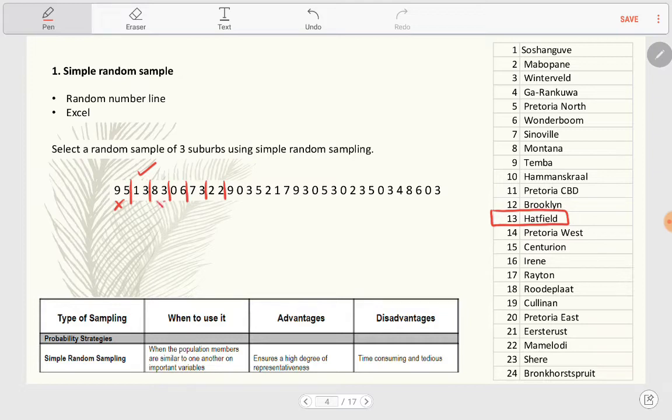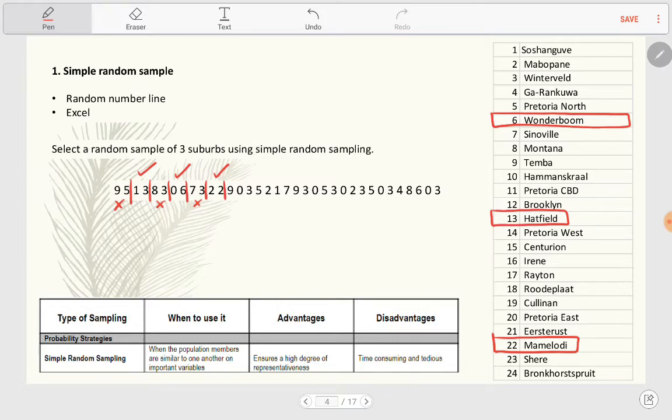There's no 83, but there's a 6. So we'd go to Vanderboom here. And then we don't have 73. Oh, but we have 22. So that would have us pick Mamelodi. So that's how you would pick a simple random sample. So you can carry on depending on the sample size that you desire.